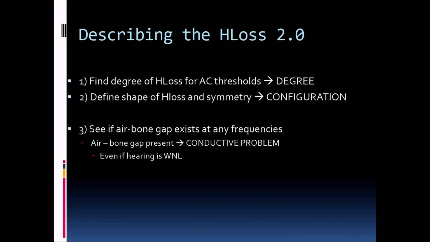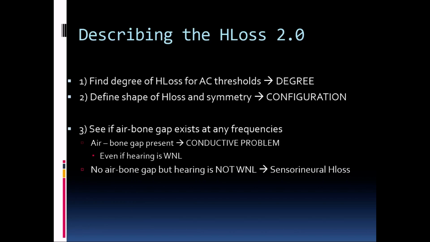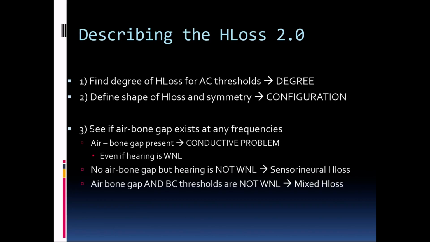Even if hearing is within normal limits, if there is an air-bone gap, there's still a conductive problem. If there is no air-bone gap, but hearing is not within normal limits, you have a sensorineural hearing loss. If there is an air-bone gap and bone conduction thresholds are not within normal limits, it is mixed hearing loss. And we'll talk about this more in class.